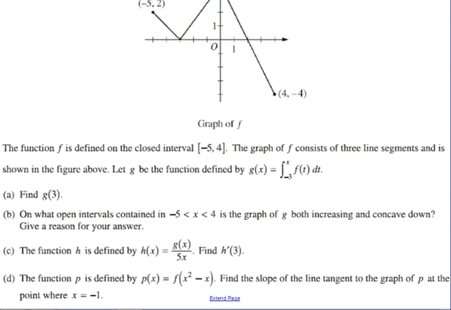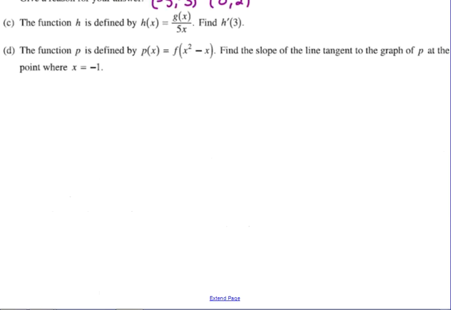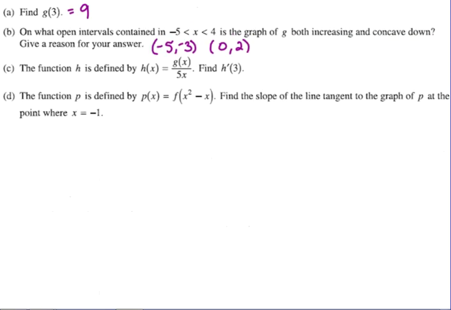All right, so let me write down the answers here. A is 9, and this is -5 to -3, and 0 to 2. All right, part C. Yes, we are going to take the derivative. It is going to require the quotient rule. So let's go ahead and jump into that.